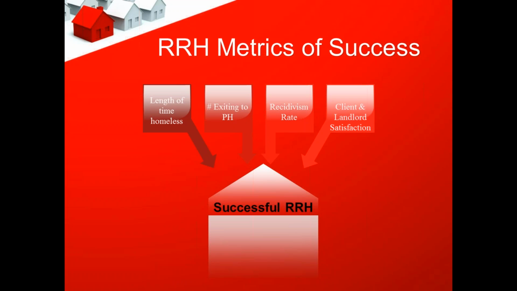We looked at number of exits to permanent housing. We pulled our data for the last 2 years and examined how many of those individuals and households we were able to successfully exit to permanent housing. And we used that data to set super aggressive goals, in many cases trying to double the number that we housed 2 years prior. We sought to decrease our recidivism rate.